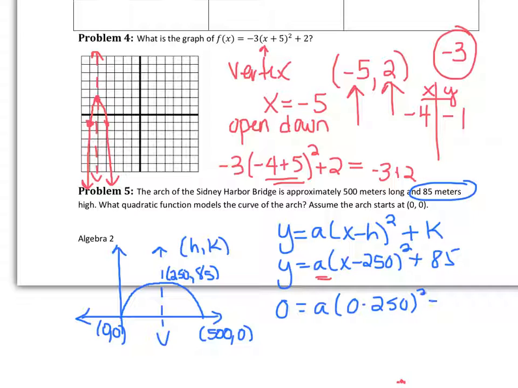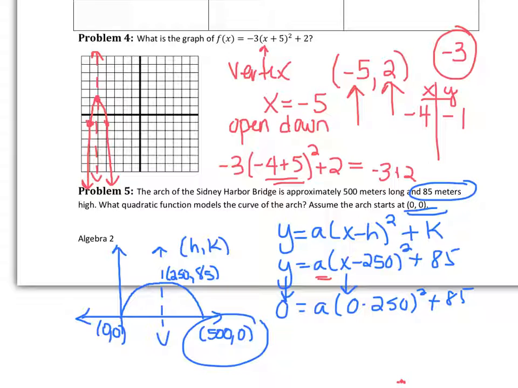Can I just say something real quick? The reason why she's putting in 0 for y is she's using the second ordered pair (0, 0). So she put y equal to 0 and x equal to 0. That's just another value we know. So we're plugging in those numbers. You could have used the other ordered pair (500, 0), and you're going to end up with the same answer. So just know that. All right, so now we're going to solve for a.